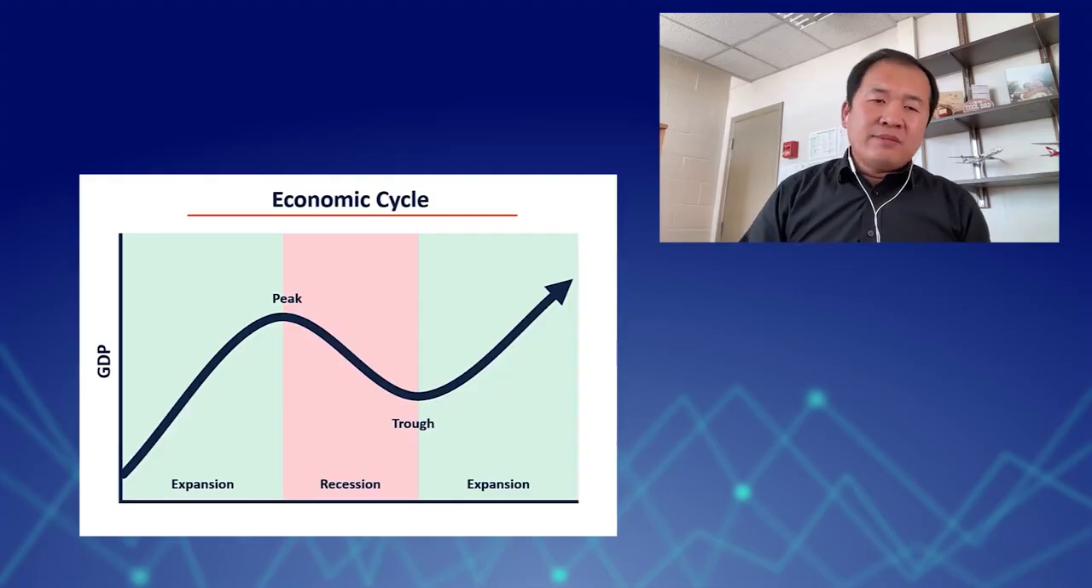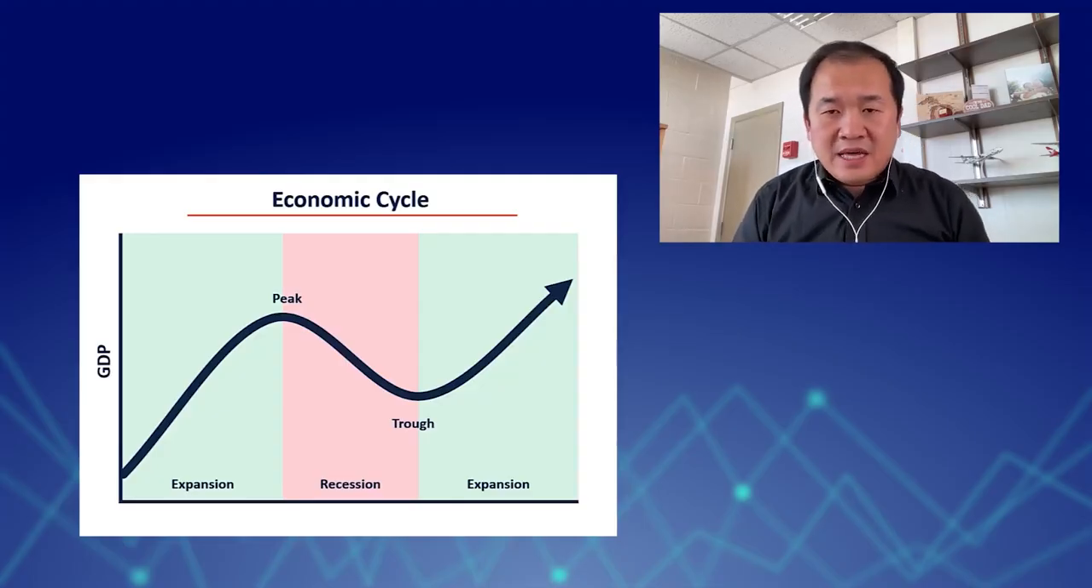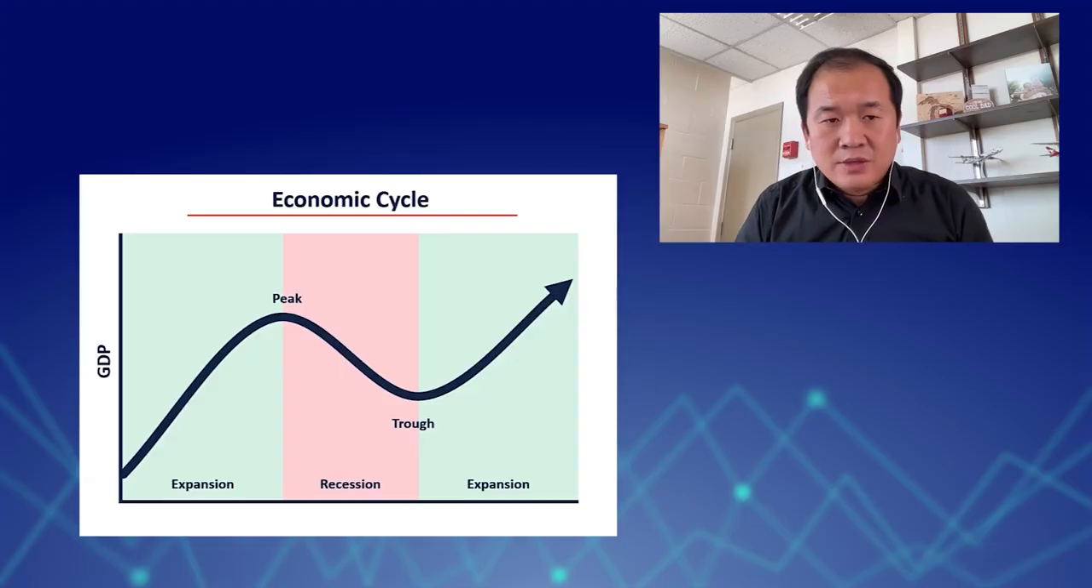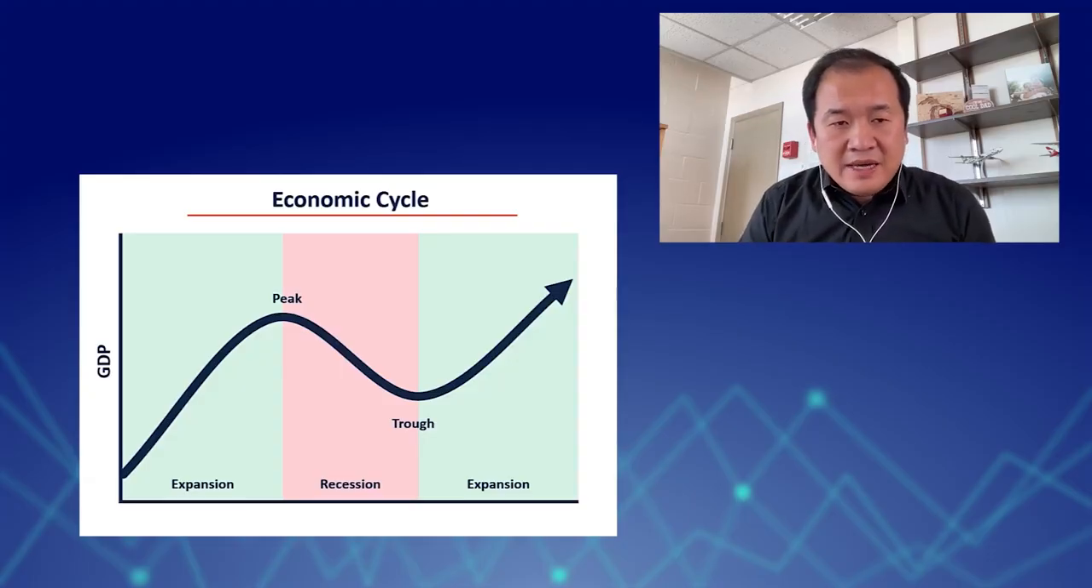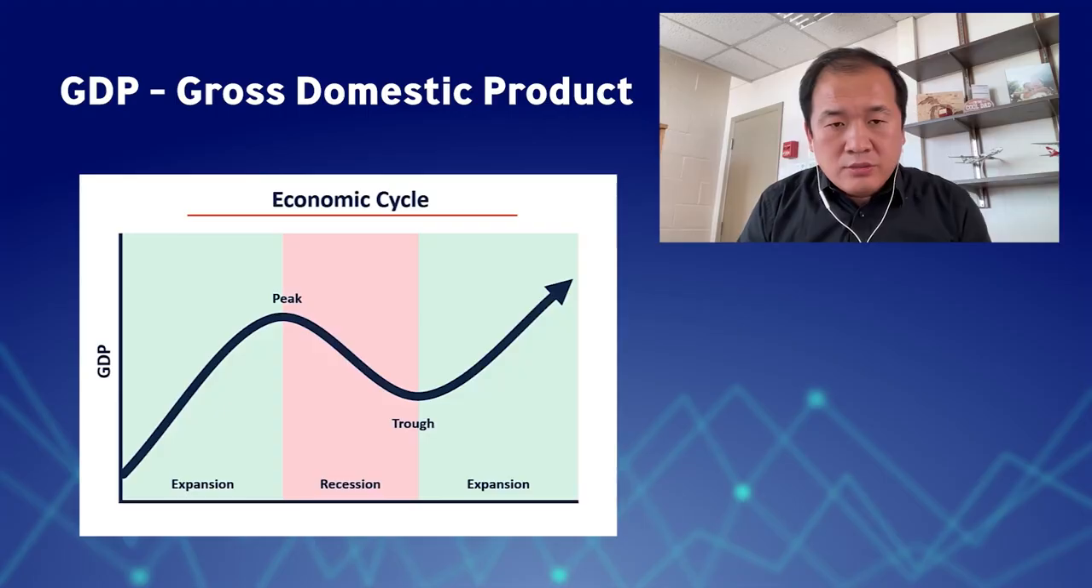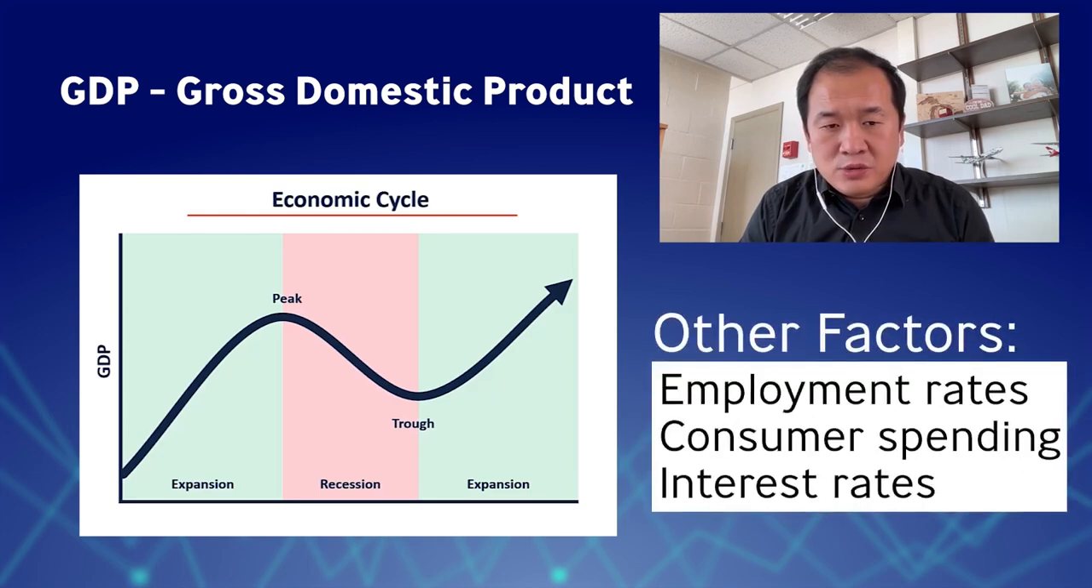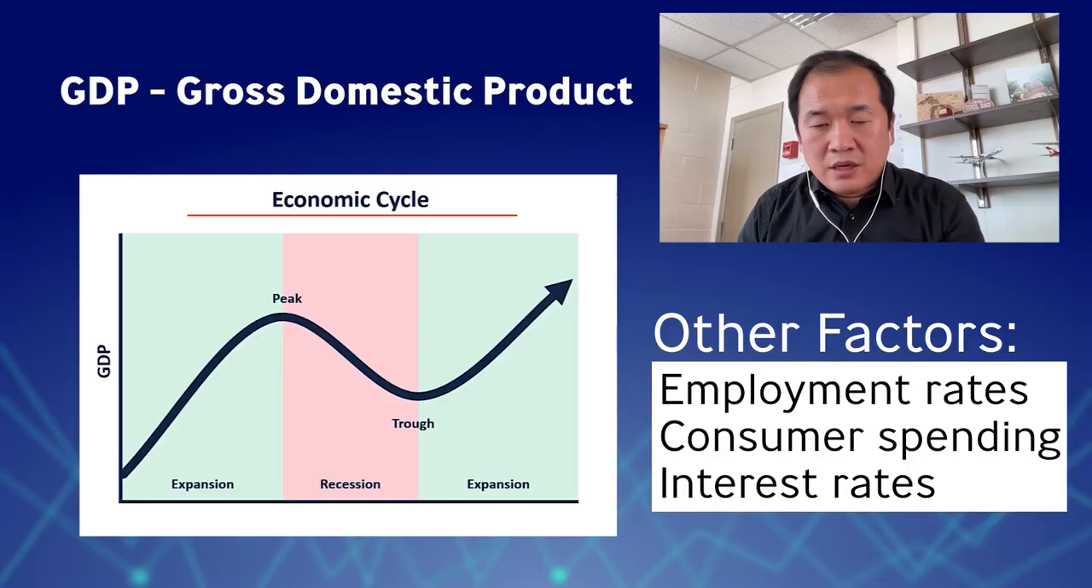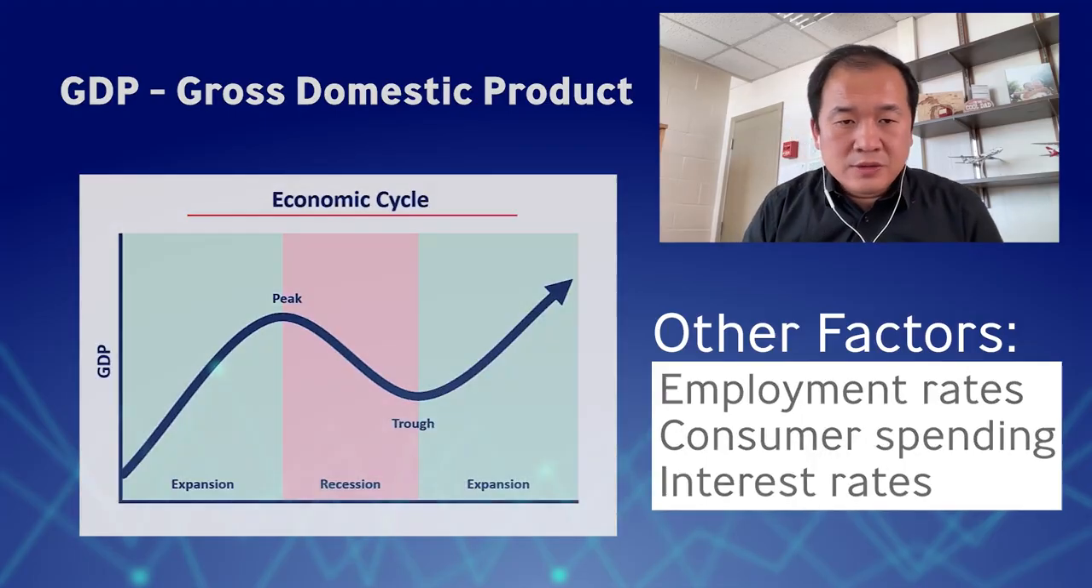And we have some measures of economic activity and economic stages. It is usually measured by the gross domestic product, or GDP, of a country or of a region. And there are some other macroeconomic factors such as employment rates, consumer spending, and interest rates. We use those indicators to measure how the economy moves in cycles.